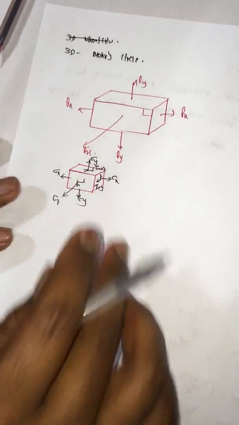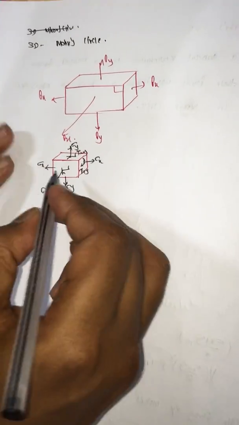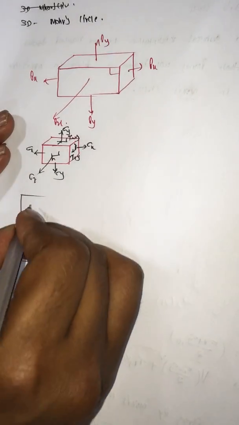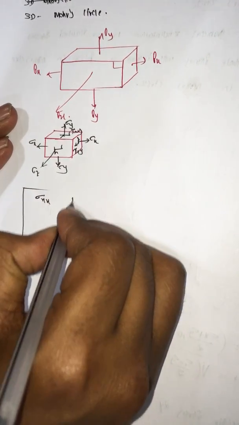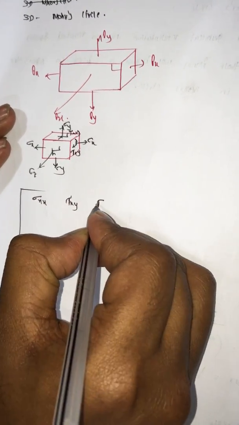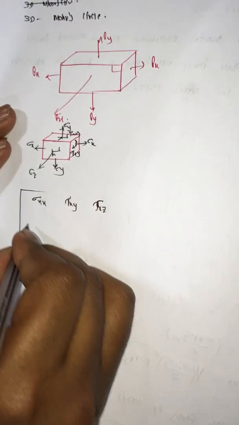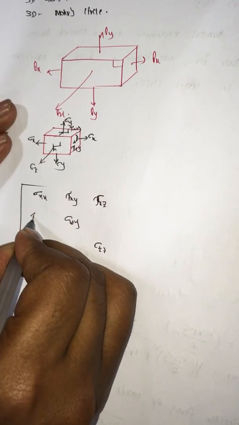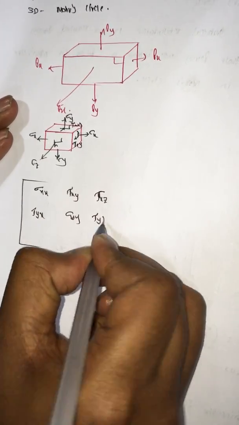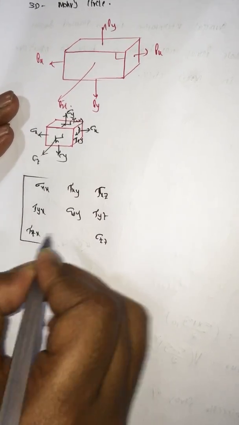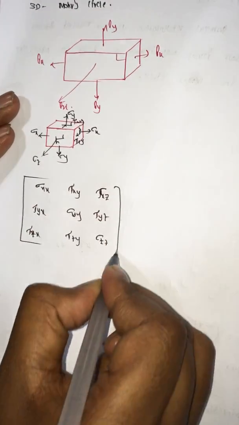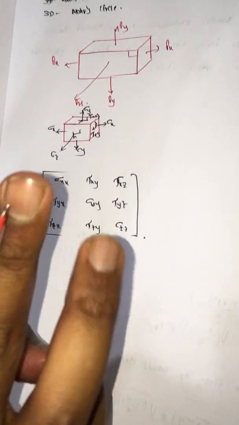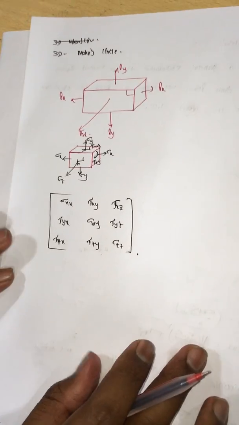It depends upon the stress tensor depending upon your direction, as you already know. I am not discussing the stress tensor here. In order to calculate, you should have a stress tensor: sigma xx, tau xy, tau xz, then tau yx, sigma yy, tau yz, tau zx, tau zy, sigma zz. This stress tensor you have to follow here. Now, how to calculate the 3 principal stresses.